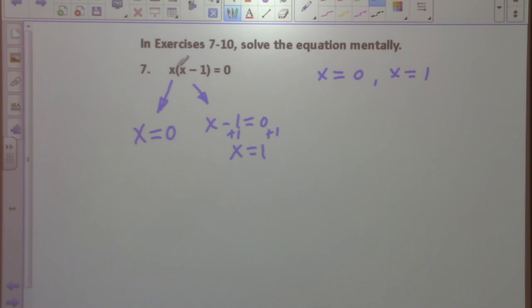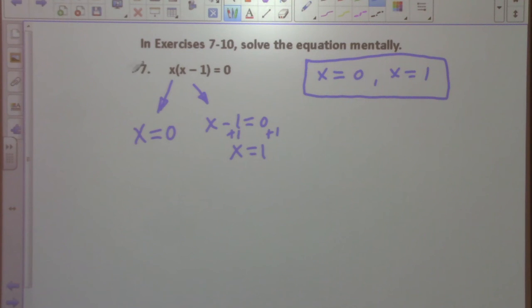Now, that's kind of how you do it mentally. So you look at it and ask, what does x have to be for this to be zero, which in this case is going to be one. And what does the zero factor property mean? Anything times zero equals zero. That's the zero factor property. So that's easy enough to do mentally, isn't it?